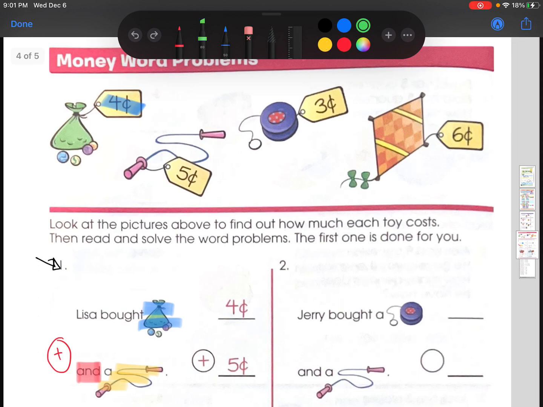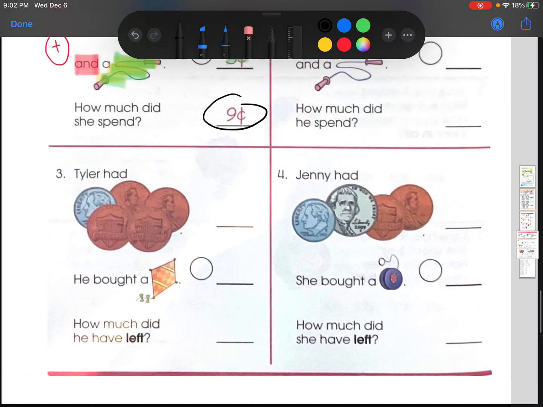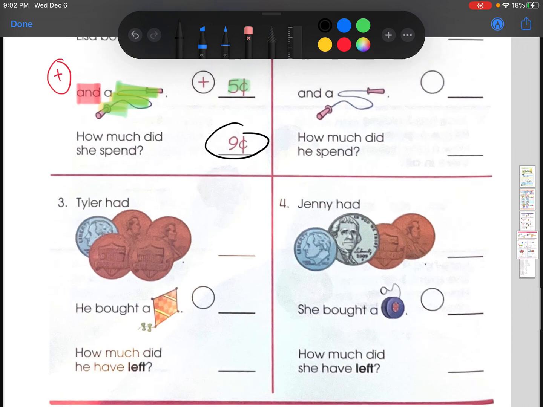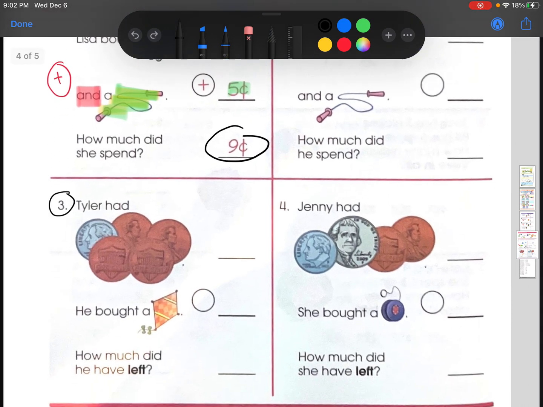Here, let me change the highlighter color. 5 cents. So as you can see in the example, we put 4 cents and 5 cents. Here, I'll color code it again. 4 cents, 5 cents, which ultimately lead to the answer. So let's just do one together. Oops. Let's do number 3.